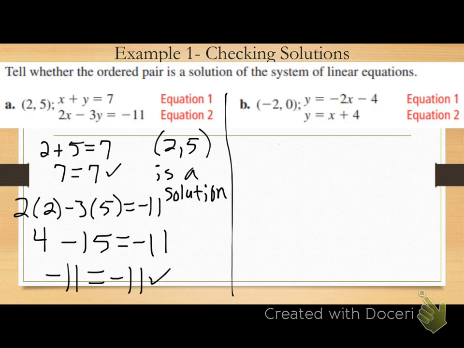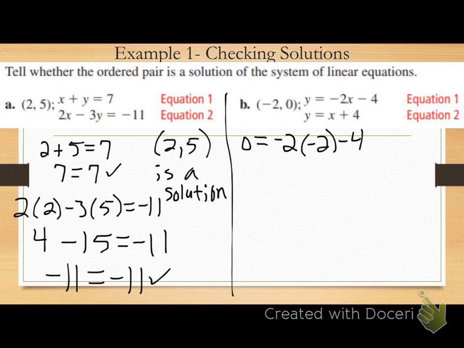Letter B, negative 2, 0. And we have y equals negative 2x minus 4. Y equals x plus 4. What do I need to do? Plug it in. To which equation? Both of them. So first equation, y equals negative 2x minus 4. What am I going to replace y with? What's the y value for my ordered pair? 0. Equals negative 2 times x. What's my x value? Negative 2 minus 4.